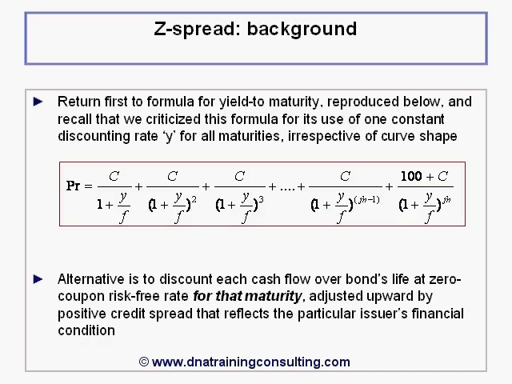The alternative, presumably, is to discount each cash flow over the life of the bond at the zero coupon risk-free rate for that maturity, adjusted upward by some positive credit spread that reflects the particular issuer's financial condition.